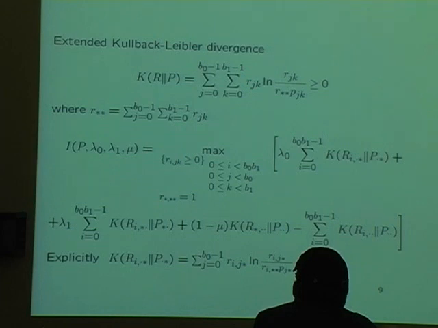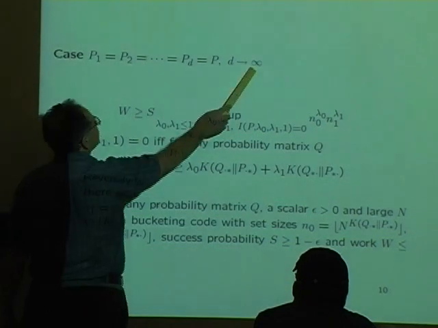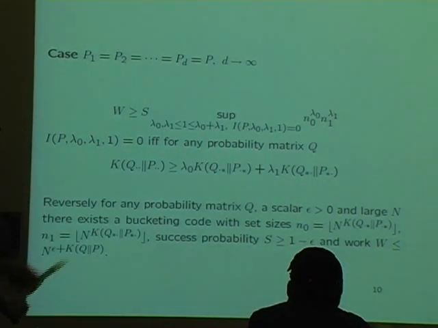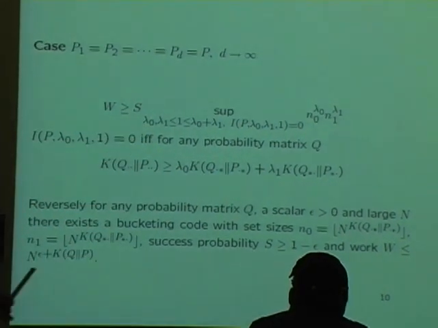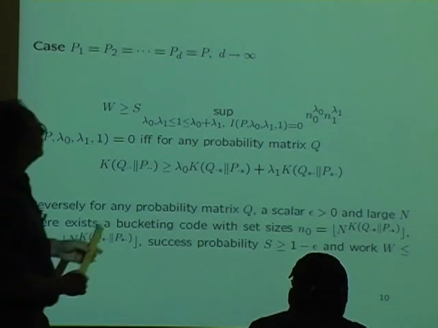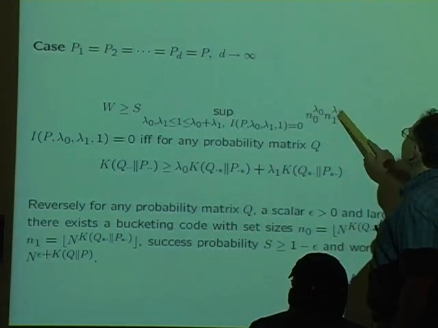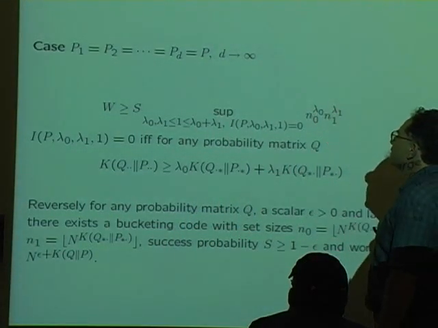Now, how is such a thing proven? In order to get the idea, let us take the case when we have lots of data. And then the inequality, this is also a quite interesting inequality, says that the work is less than or equal to the success probability times powers of the size of the sets.